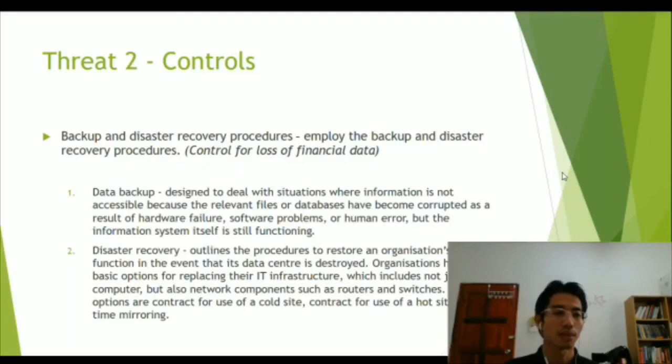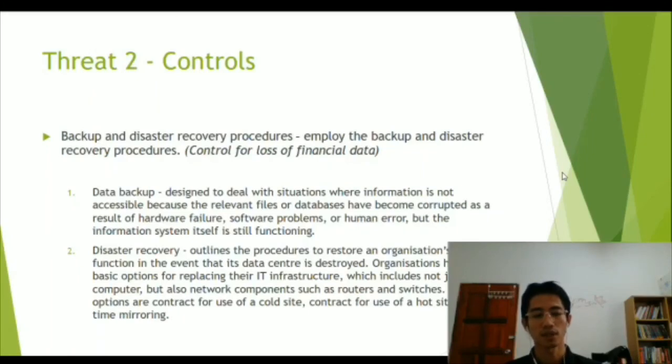Next one, backup and disaster recovery procedures. This is to employ backup and disaster recovery procedures. Applying to the question, it is a control for loss of financial data. Data backup is designed to deal with situations where information is not accessible because the relevant files or databases have become corrupted as a result of hardware failure, software problems, or human error, but the information system itself is still functioning.